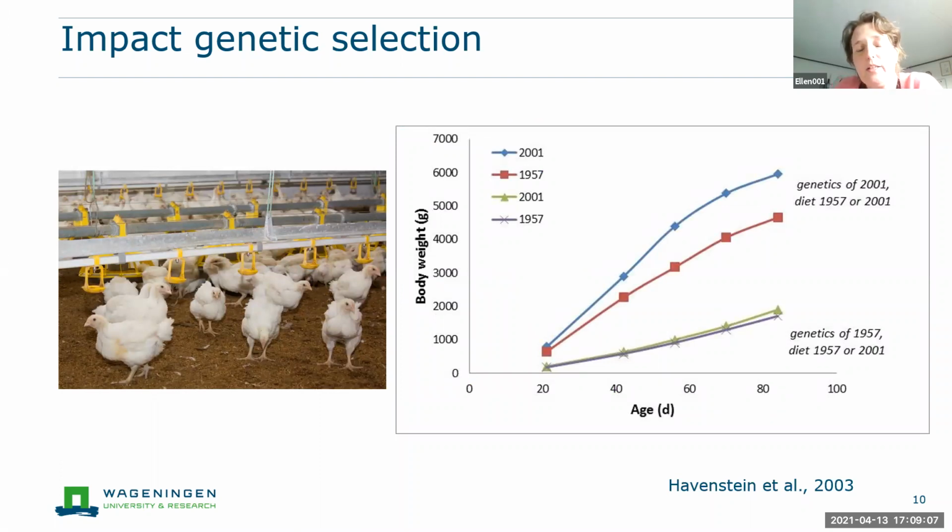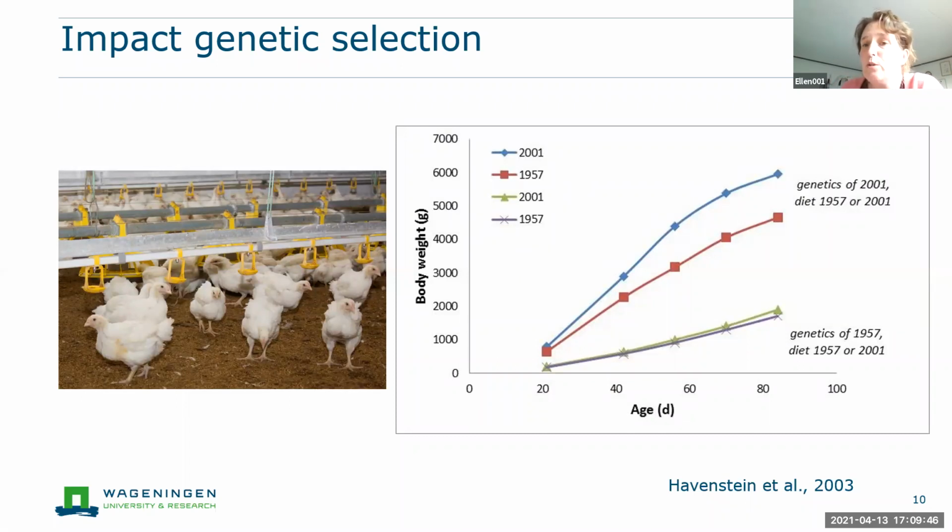From livestock, we already know that genetic selection can have a substantial impact on the traits that we are interested in. One of the famous examples is published in Havenstein, where they showed the improvement of broiler growth. They compared a strain of 1957 and a strain of 2001, and they showed a huge improvement in the growth of these broilers. And this was mainly due to genetics.